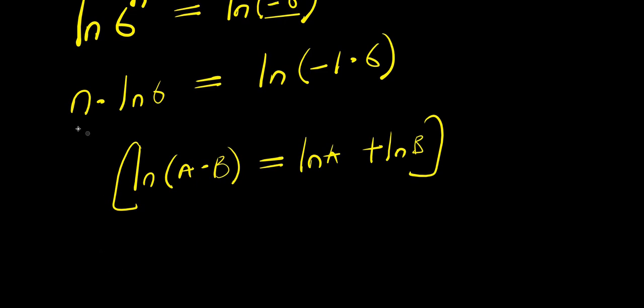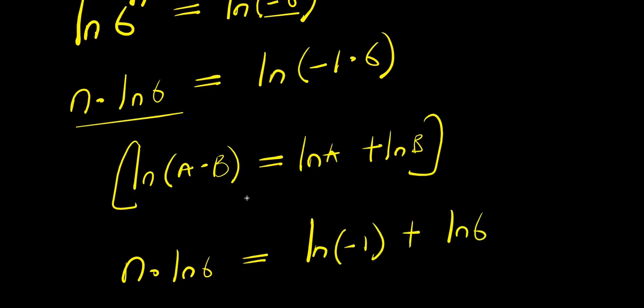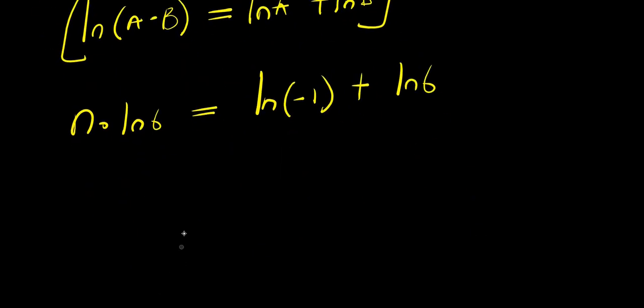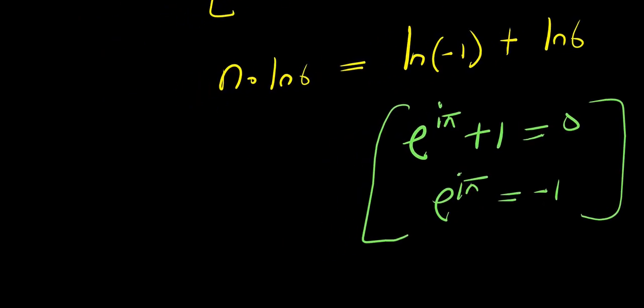So, you have n times natural log 6 equals natural log negative 1 plus natural log 6. Also, if you have e to the power of I times pi plus 1 equals 0, meaning e power I times pi equals negative 1. So apply that right here. That means we are going to replace negative 1 with e power I times pi.